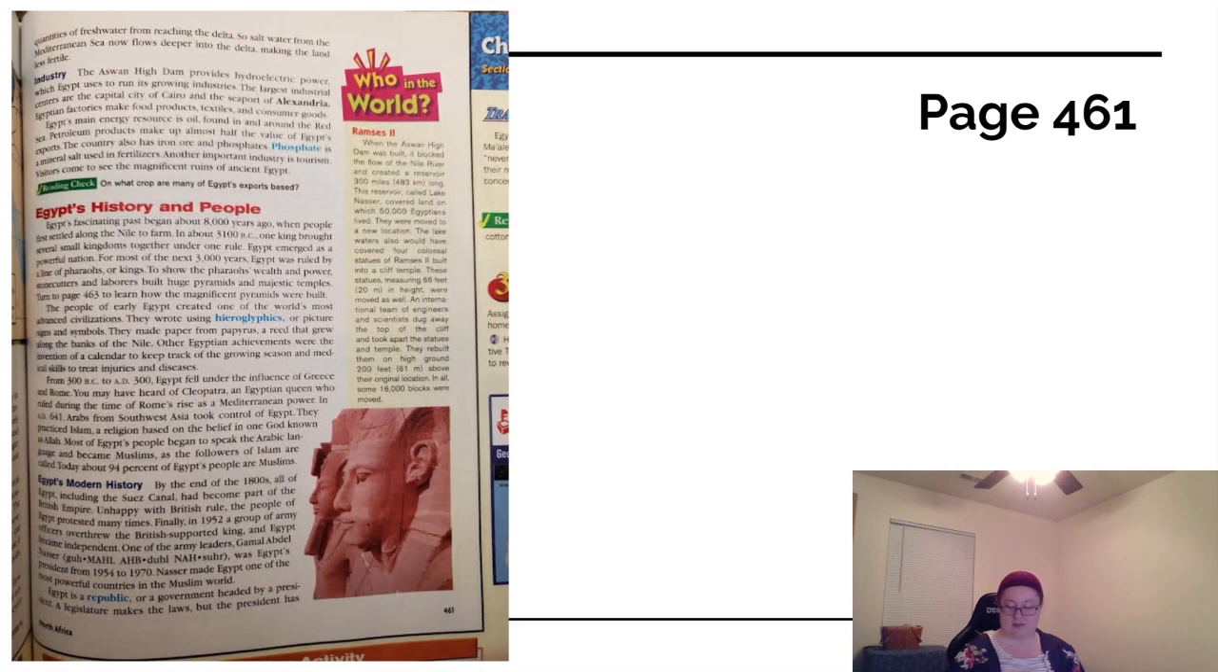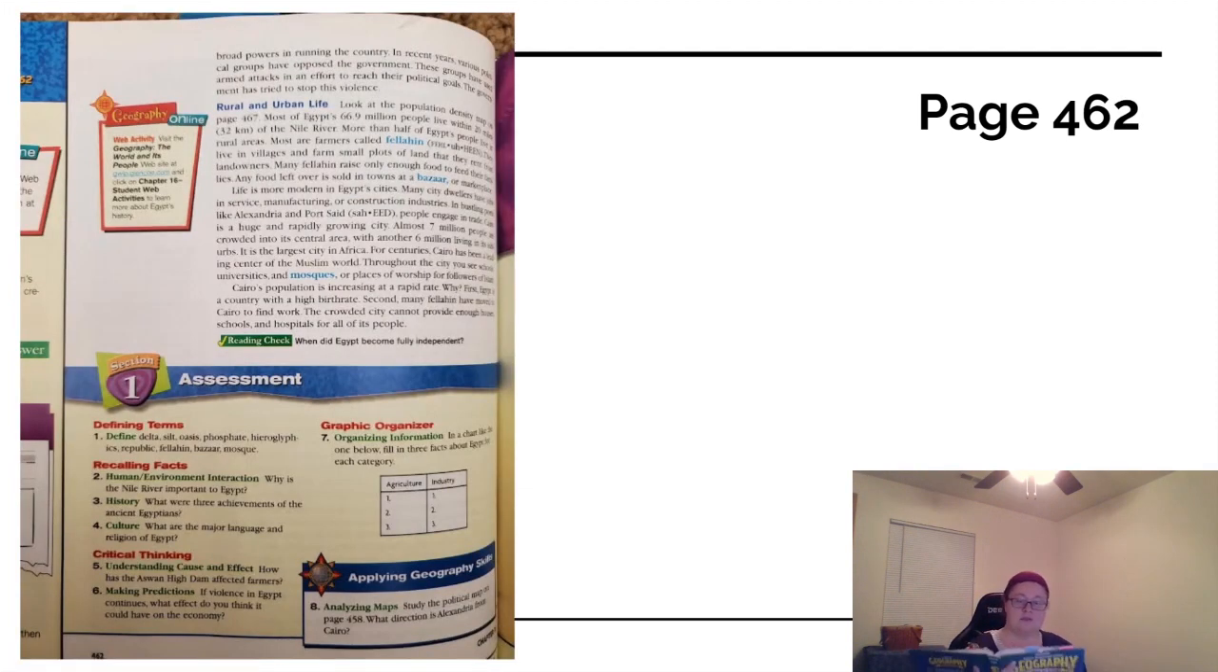Egypt is a republic, or a government headed by a president. A legislator makes the laws, but the president has broad powers in running the country. In recent years, various political groups have opposed the government. These groups have used armed attacks in an effort to reach their political goals. The government has tried to stop this violence.